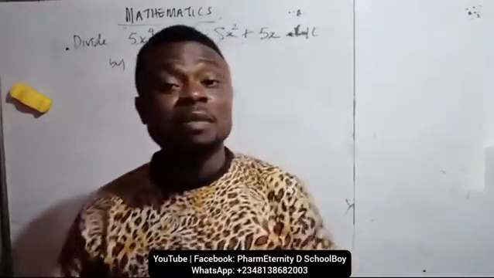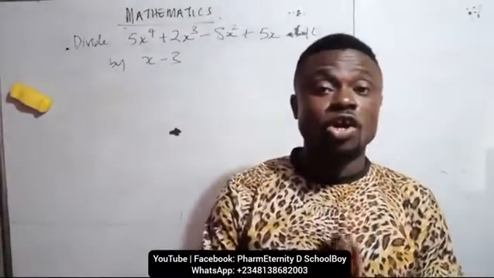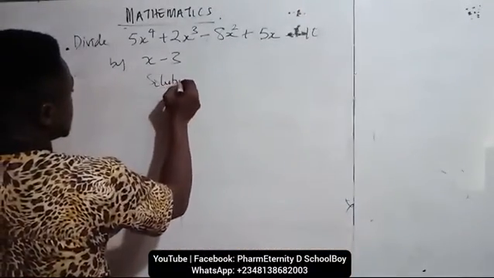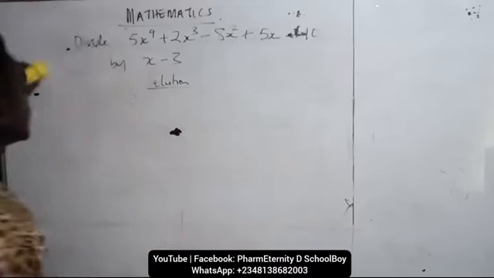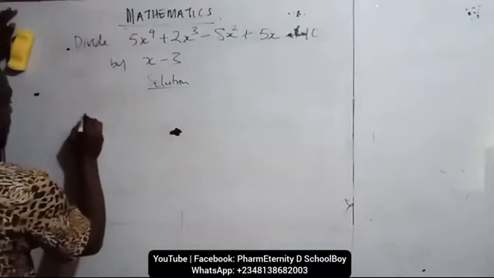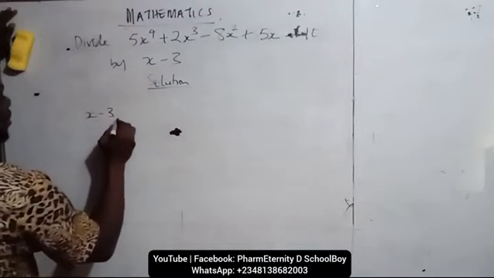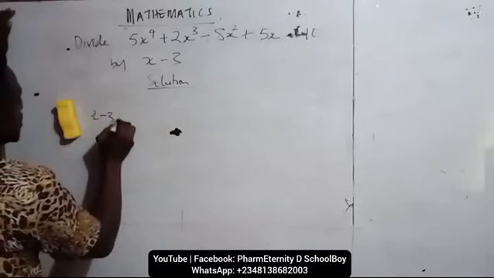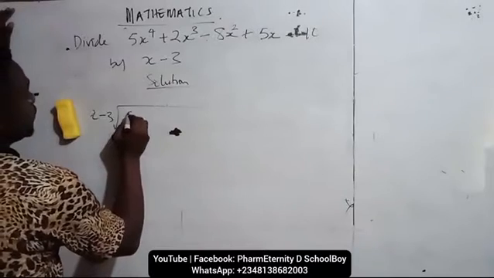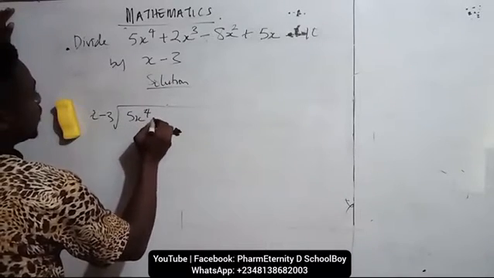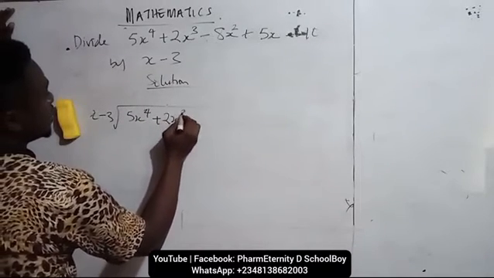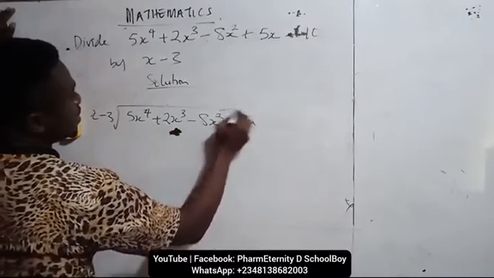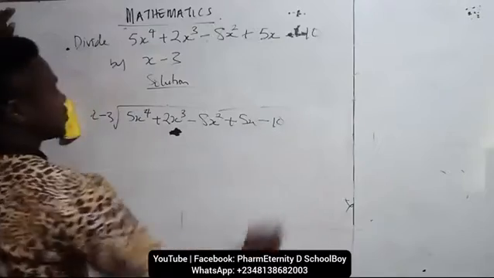Let's solve the same question using long division. Let's go. Solution. Now, the divisor is what? x minus 3. The divisor is x minus 3. What you are dividing is 5x to the power 4 plus 2x cubed minus 8x squared plus 5x minus 10.